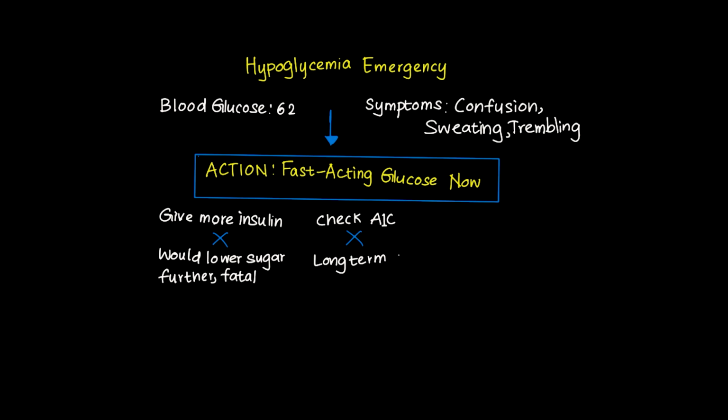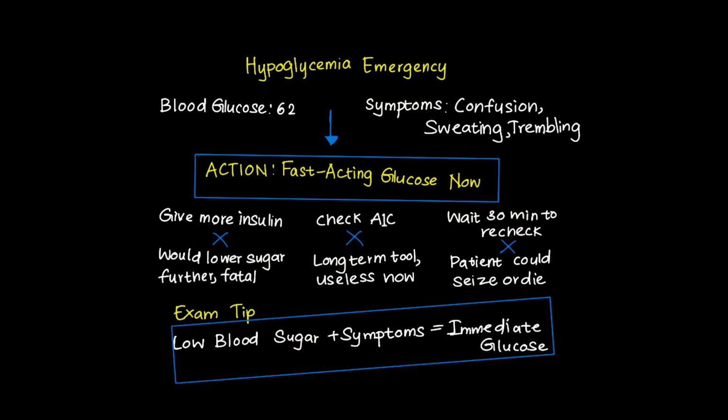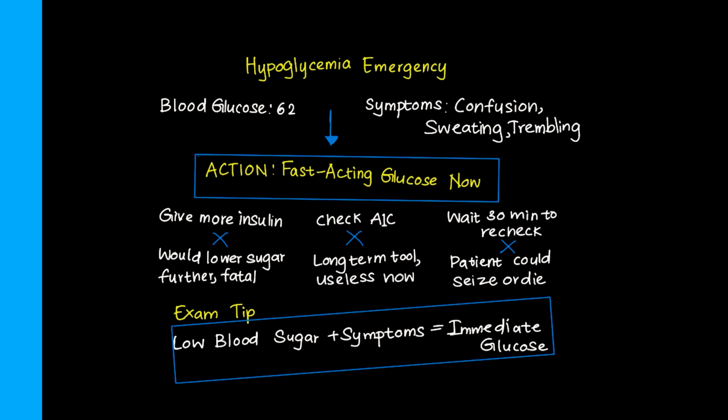Here is a WGU D441 OA exam tip for you. Anytime a question gives you a low blood sugar with symptoms like confusion, sweating, or trembling, the answer is immediate fast-acting glucose. Do not check labs, do not wait, do not give more insulin. Feed first. Quick recall hook: low and symptomatic equals sugar now, no delays.